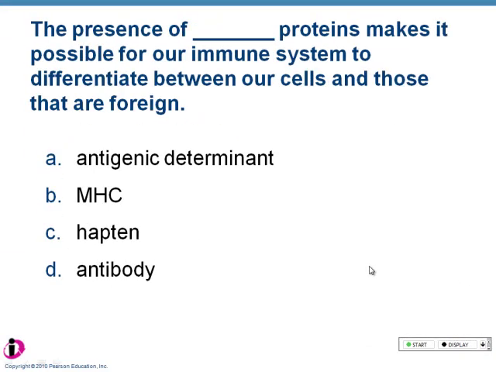The presence of blank proteins make it possible for our immune system to differentiate between our cells and those that are foreign. So what proteins allow us to figure out those are mine and those aren't mine? What's the answer? We just talked about them, didn't we? Those are my recognition, my major histocompatibility. Yeah, those are mine. No, those aren't mine. Antigenic determinants are just the part of the antigen I can recognize.